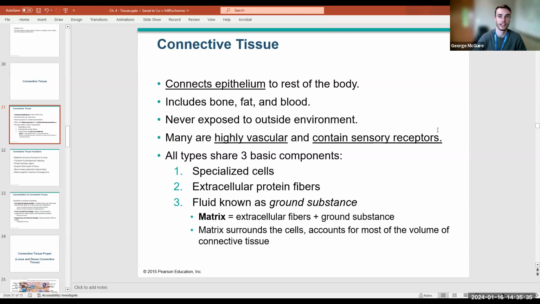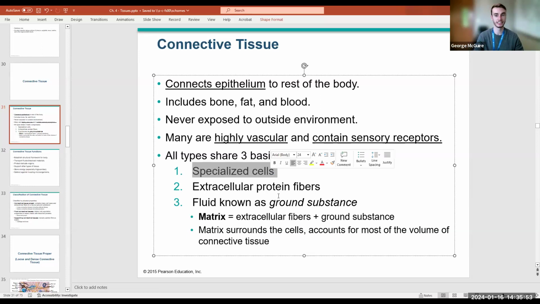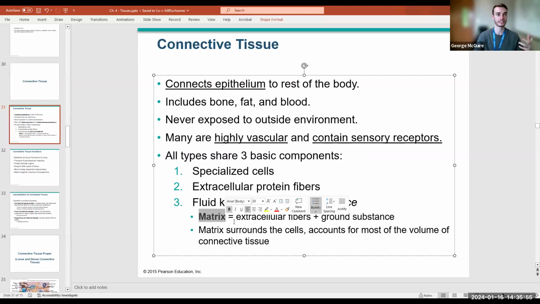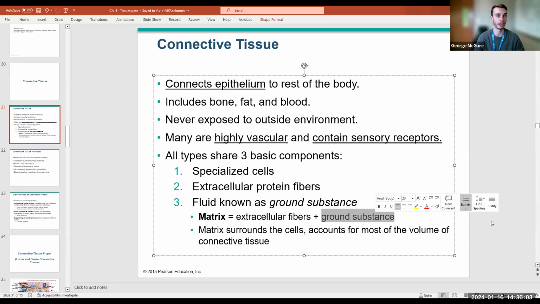Okay. And our connective tissue are all going to have the same 3 basic components. It's just the types and the concentration of each that will vary between our classifications. So you could simplify this even further. Instead of 3 components, you could look at it as 2 components. Essentially, you have your cells, and then you have the matrix surrounding those cells. But the matrix is composed of protein fibers, and then the semi-fluid ground substance.